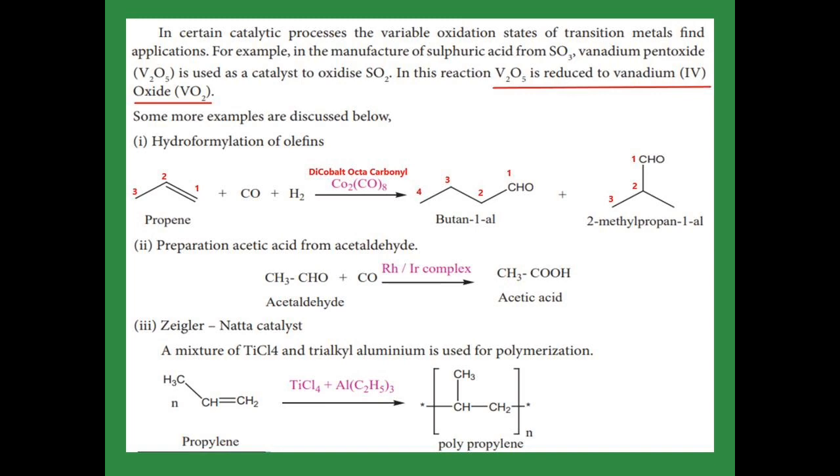And the next one, the Ziegler-Natta catalyst, a mixture of titanium tetrachloride and trialkyl aluminium. When propylene is treated with the help of this Ziegler-Natta catalyst, it undergoes polymerization and gives polypropylene. See the equation on the product side. In all these reactions, the transition elements act as catalysts: vanadium, cobalt, rhodium, iridium and titanium are all D block elements.